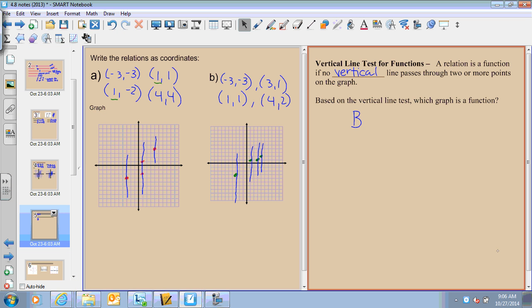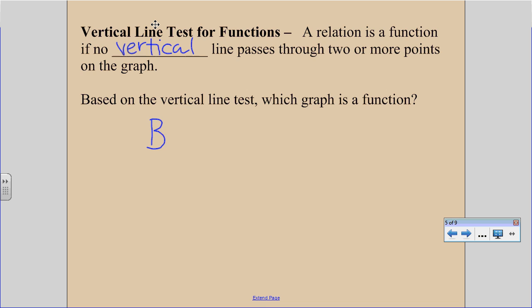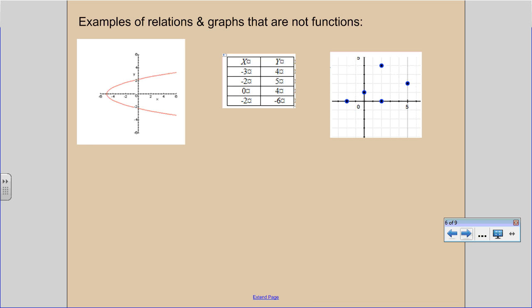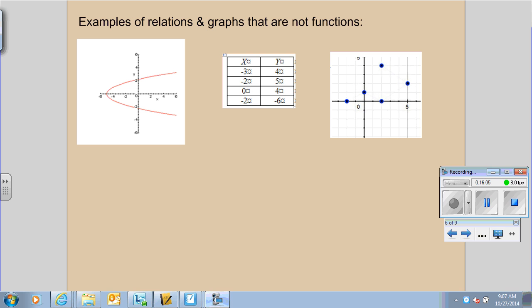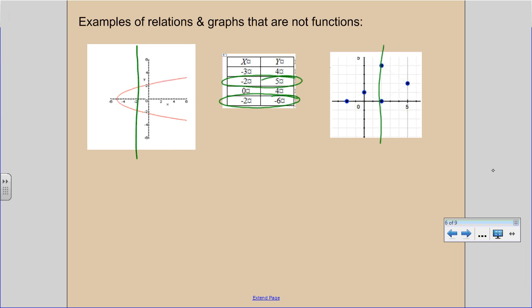All right. I want to get out a split screen, and I'm going to take a look at the other stuff. All right, examples of relations and graphs that are not functions. So I'm going to pause the video here right now, and I want you guys to determine what your explanation would be on why this table and why these two graphs are not functions. So with your seat partners, determine what the explanation would be for not. So what wording, what written explanation would we give for that first one?